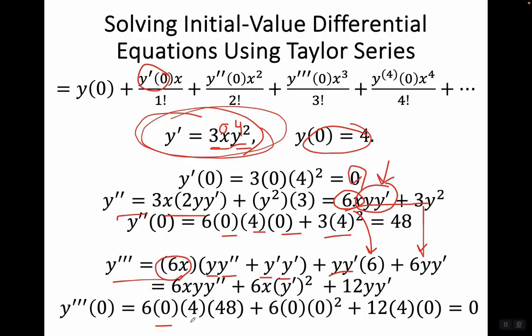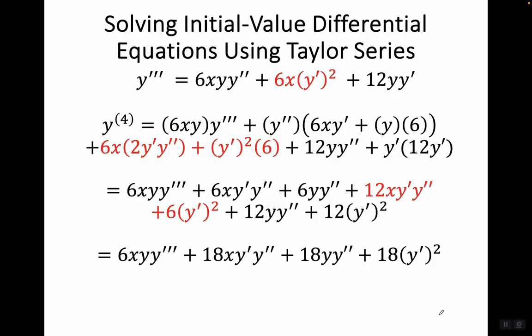X is 0, y is 4, y double prime is 48, x is 0, y prime is 0, and y is 4, y prime is 0. That all works out to be 0. So we did all of that work for nothing, literally. Just kidding.